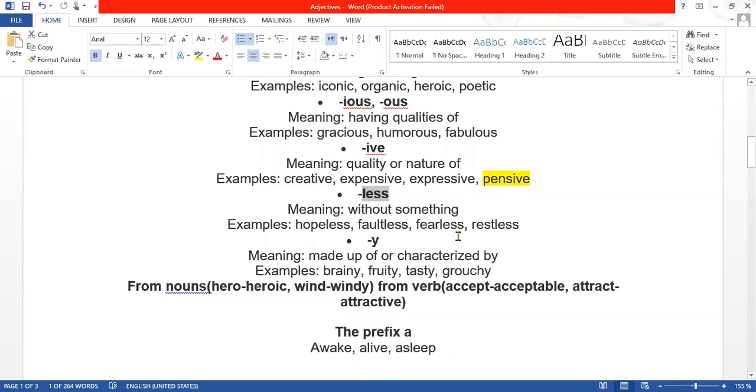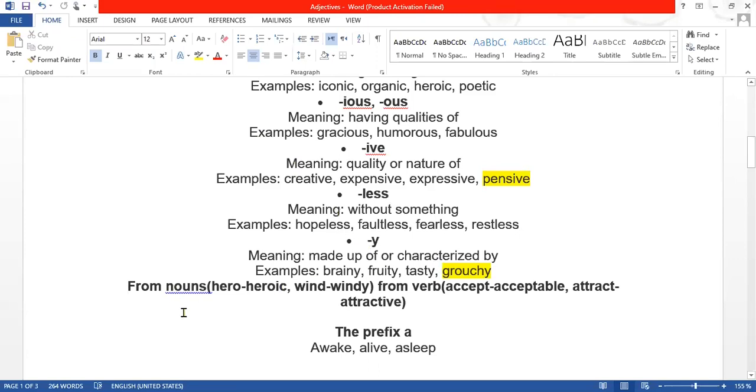Or for example, this y. See, there are certain adjectives that end with y. For example, brainy or tasty. Or grouchy. Grouchy means, what does this mean? Anybody can tell me? Do you know this word? No, sir. It's like a grumpy person. I mean, who irritates people all the time. He's a grumpy old man. He always irritates people. Grumpy. Okay, so these are annoying. Yes, annoying. He's very annoying. I mean, he always asks about things all the time and he irritates you. Or a bad-tempered person, like he has a very bad temper.